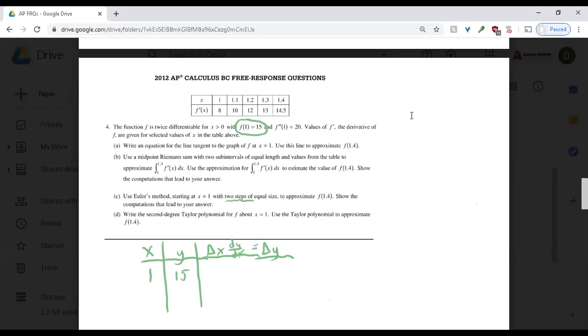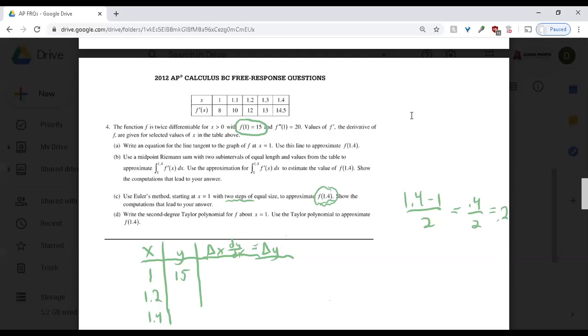So if you're going in 2 steps to get to 1.4, you could just do 1.4 minus 1 divided by 2, which is 0.4 over 2. You could probably do this in your head without having to do this work. So I'm going in steps of 0.2. So add 1, then you have 1.2, and then 1.4. So we just took 2 steps from 1 to 1.2, 1.2 to 1.4, since we're trying to approximate f of 1.4.